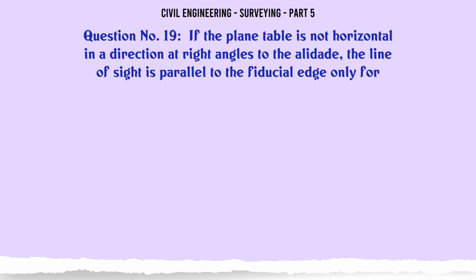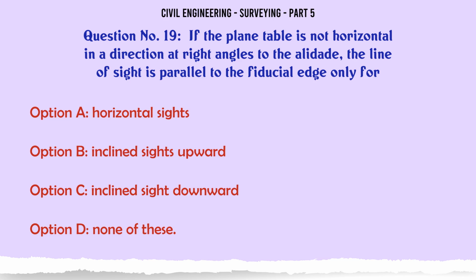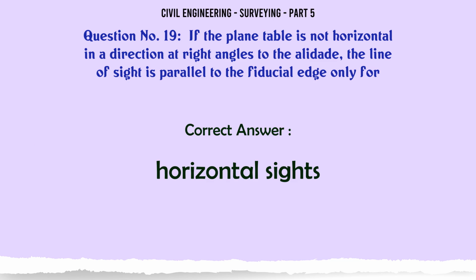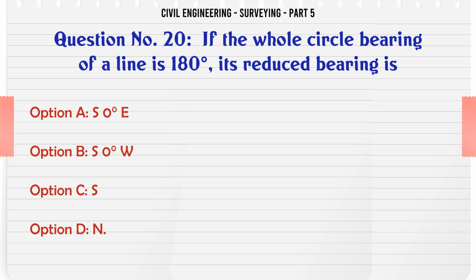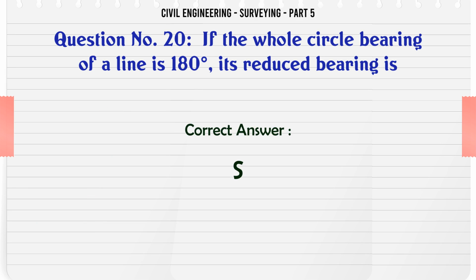If the plane table is not horizontal in a direction at right angles to the alidade, the line of sight is parallel to the fiducial edge only for A, horizontal sights, B, inclined sights upward, C, inclined sight downward, D, none of these. The correct answer is horizontal sights. If the whole circle bearing of a line is 180, its reduced bearing is A, S0E, B, S0W, C, S, D, N. The correct answer is S.